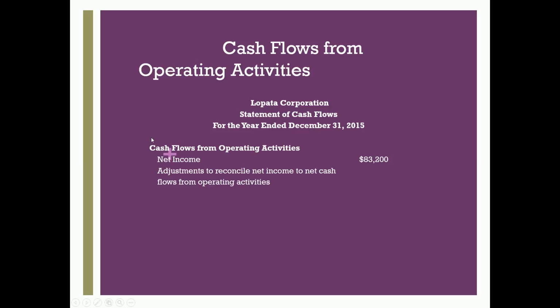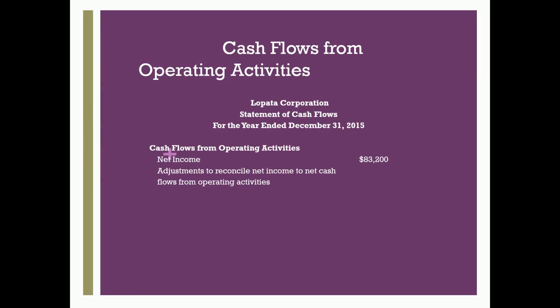The first heading here is going to say cash flows from operating activities. This is where we're going to start the reconciliation process. We're going to reconcile from net income, so that's the first thing that's going to appear. This comes straight off of our income statement that was provided to you. So $83,200 is the net income number.